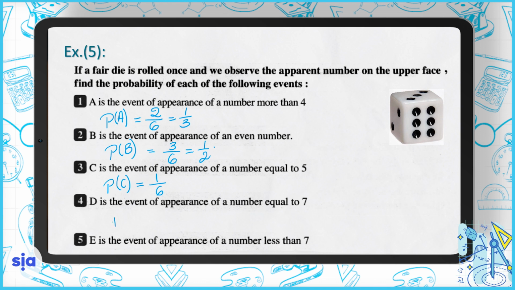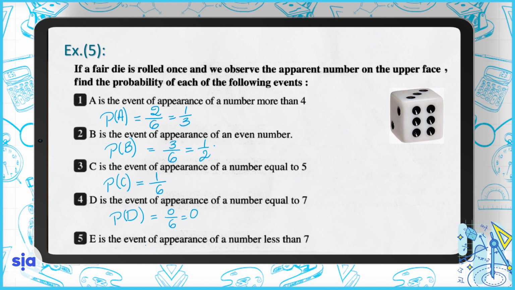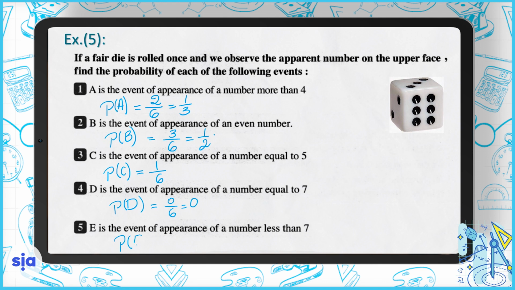Question 4. The probability of D, which is the appearance of a number equal to 7. We cannot have a number equal to 7 in a fair die. So it's 0 over 6, which is 0. Probability of E, which is the appearance of a number that is less than 7. All the numbers are less than 7. So there are 6 numbers less than 7 out of 6, which is 1.